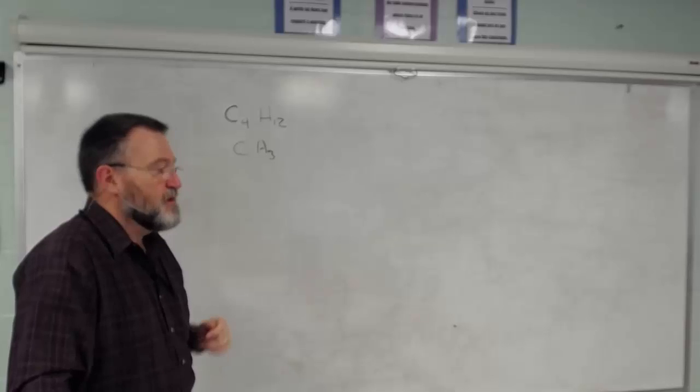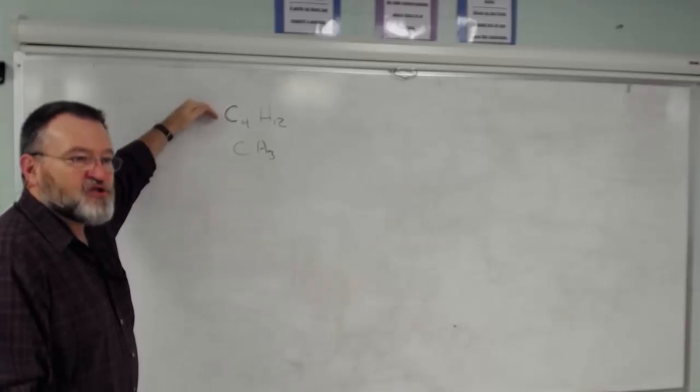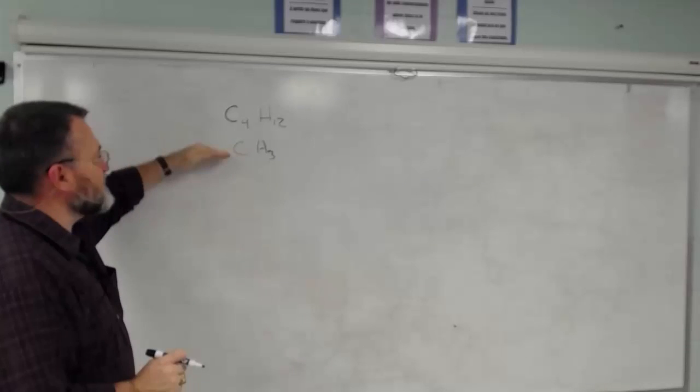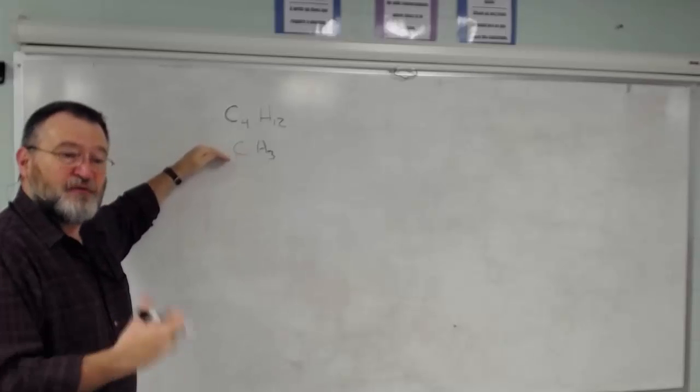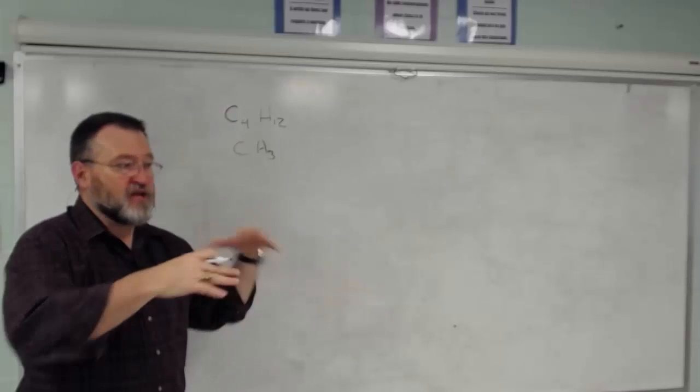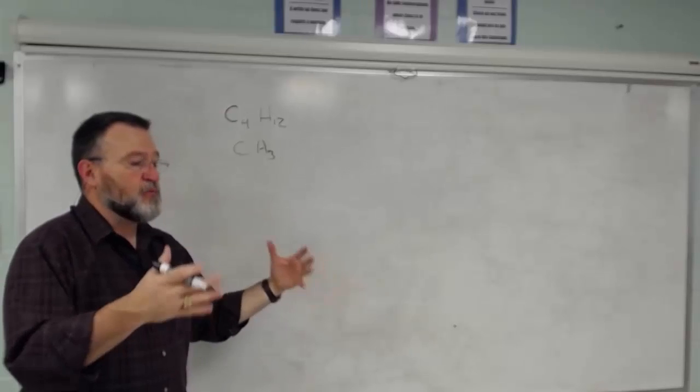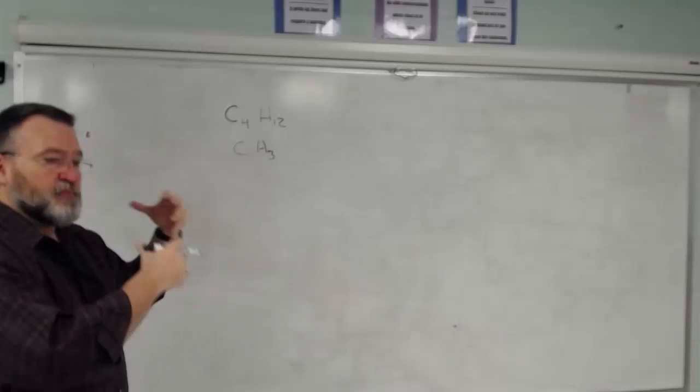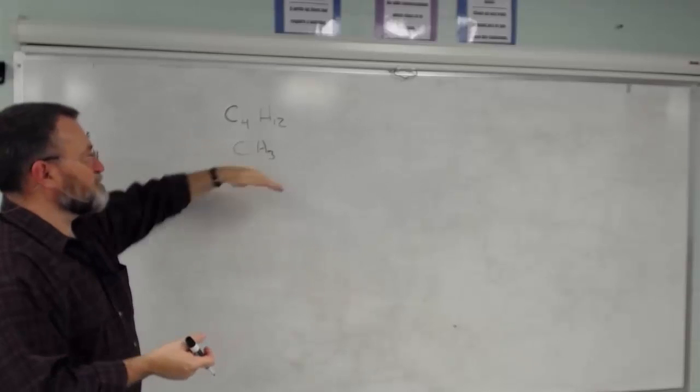CH3. All right? So its molecular formula is C4H12. Its empirical formula is CH3. What does that mean? If in the lab I were to take a certain amount of this molecule and decompose it, I would get product in the proportion of 1 mole of carbon for every 3 moles of hydrogen.